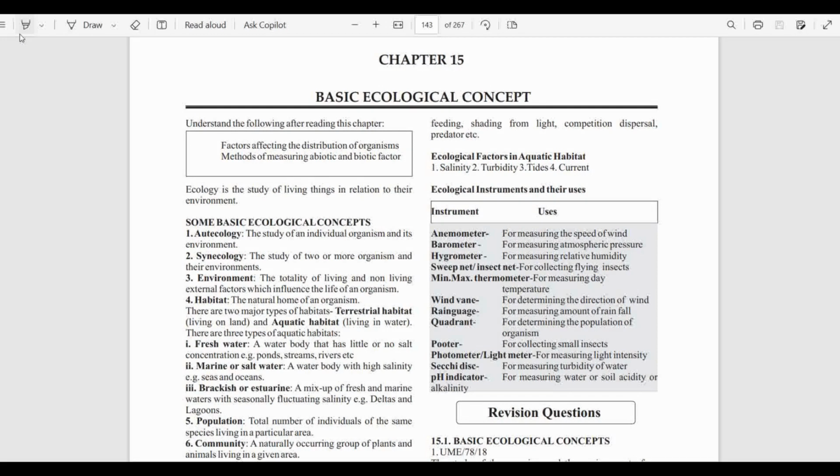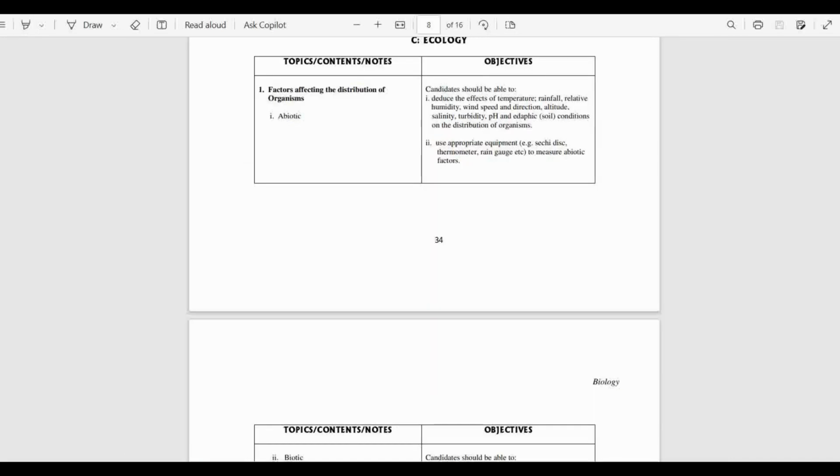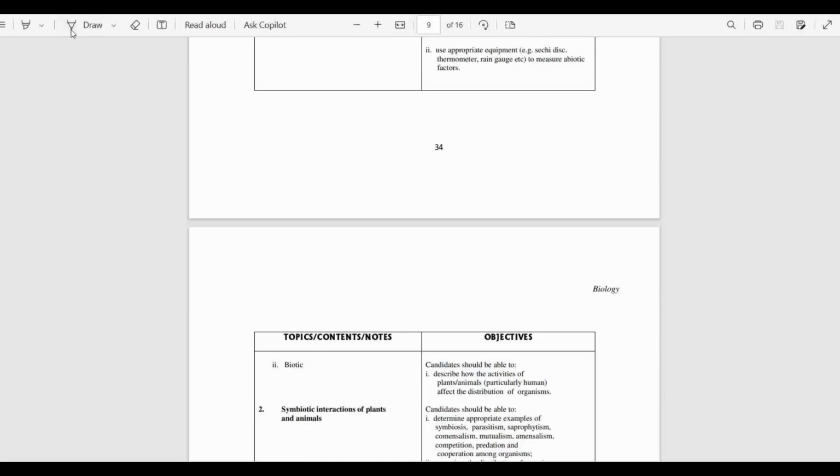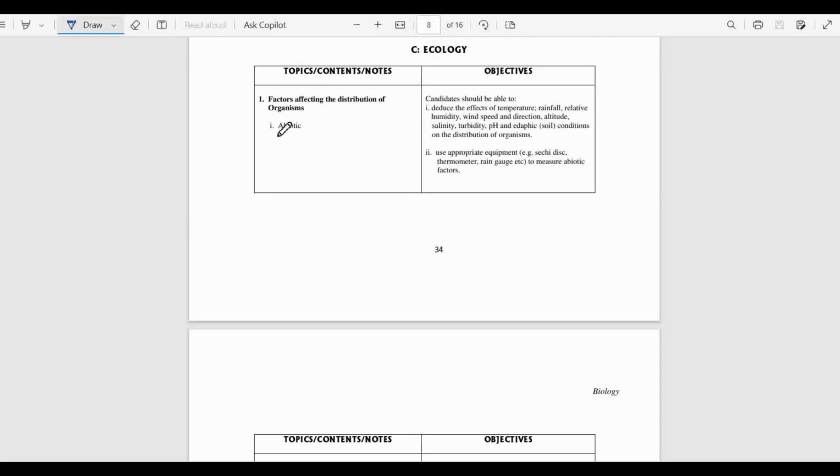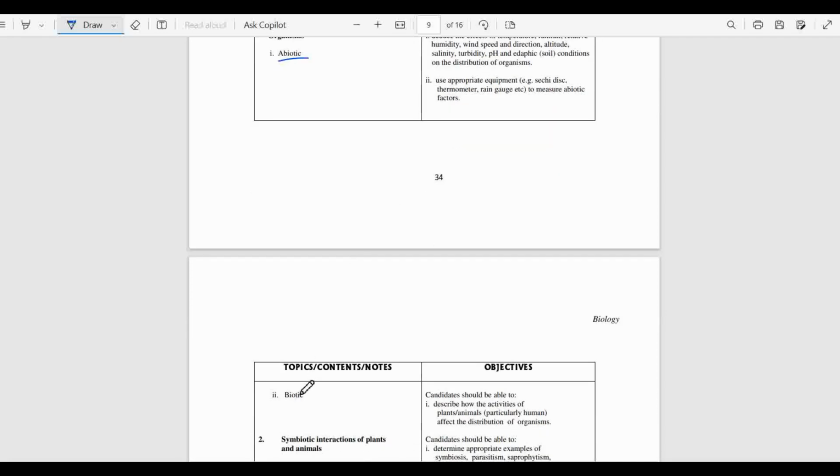where I'll be taking you through the JAMB syllabus. And today we'll be looking at the 15th topic of the JAMB syllabus, which is basic ecological concept. So if you look at the JAMB syllabus here, it talks about factors affecting distribution of organisms, then how you should be able to identify abiotic components of the ecosystem, and also the biotic component of the ecosystem. So for the abiotic, you remember they are the non-living component of the ecosystem, and the biotic factors are the living component of the ecosystem.